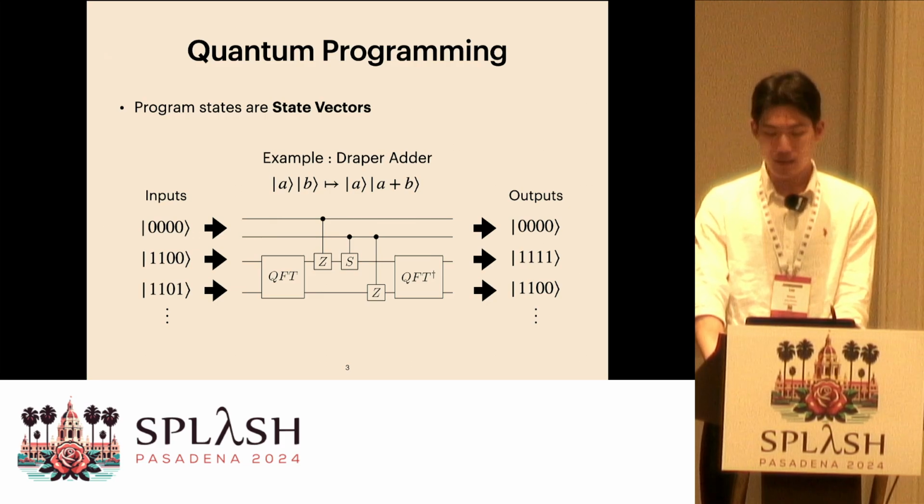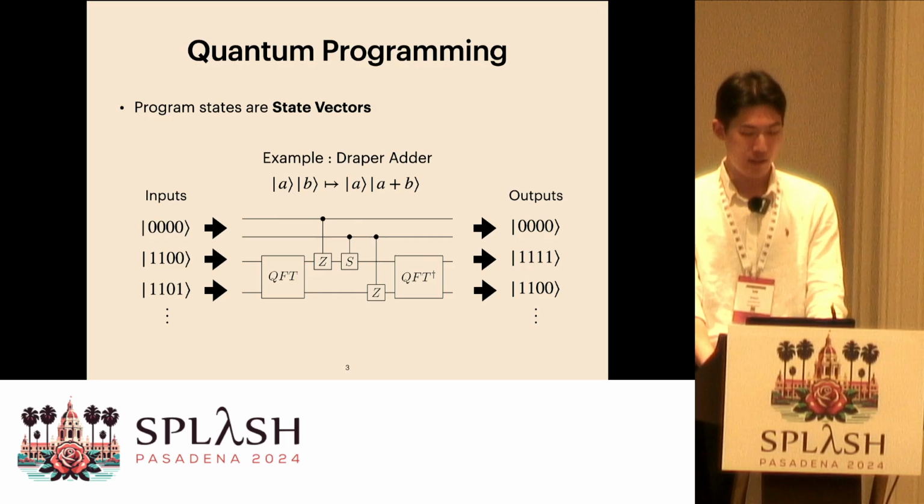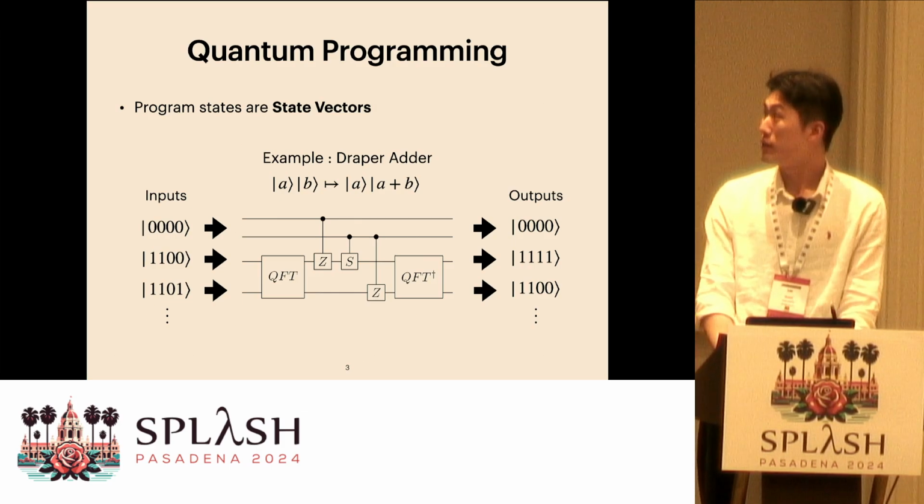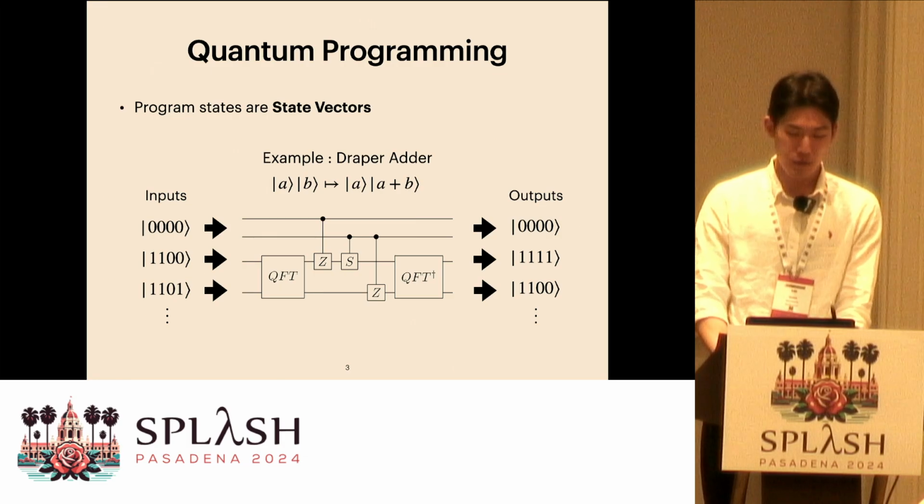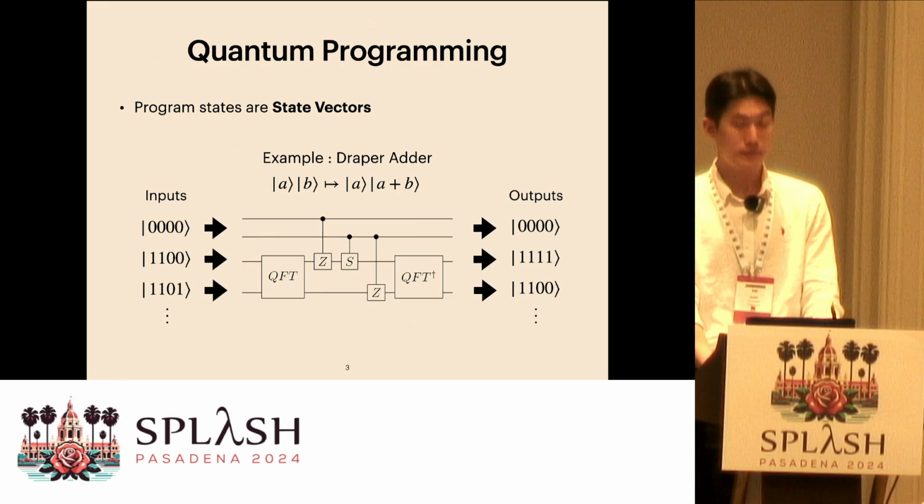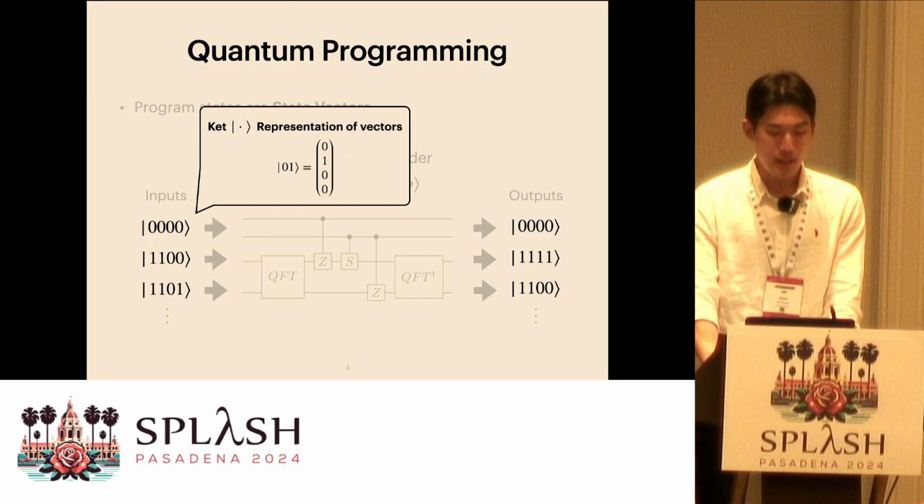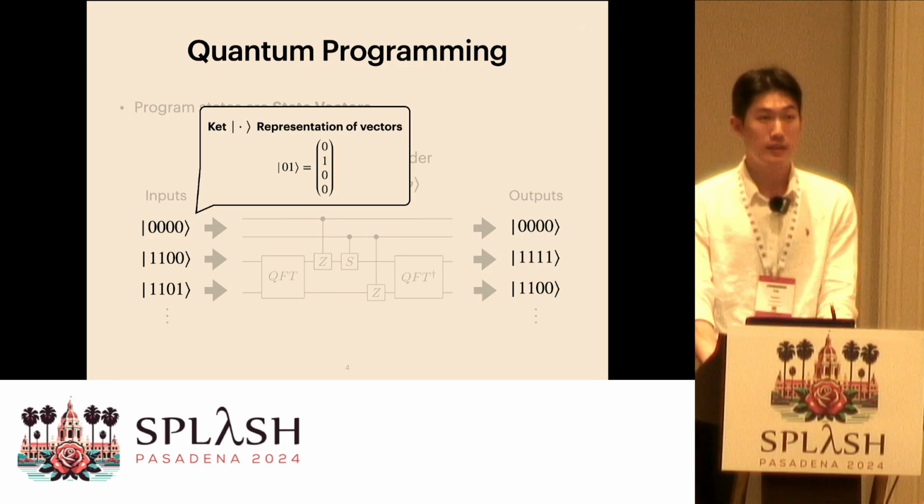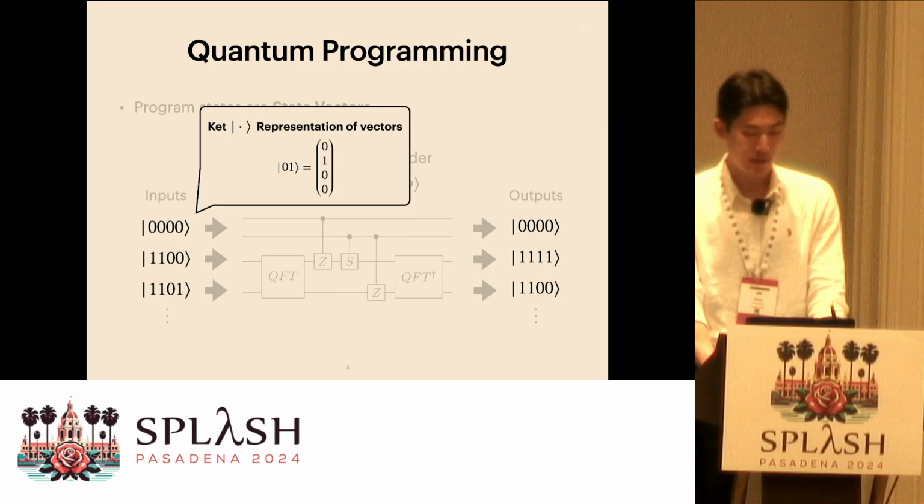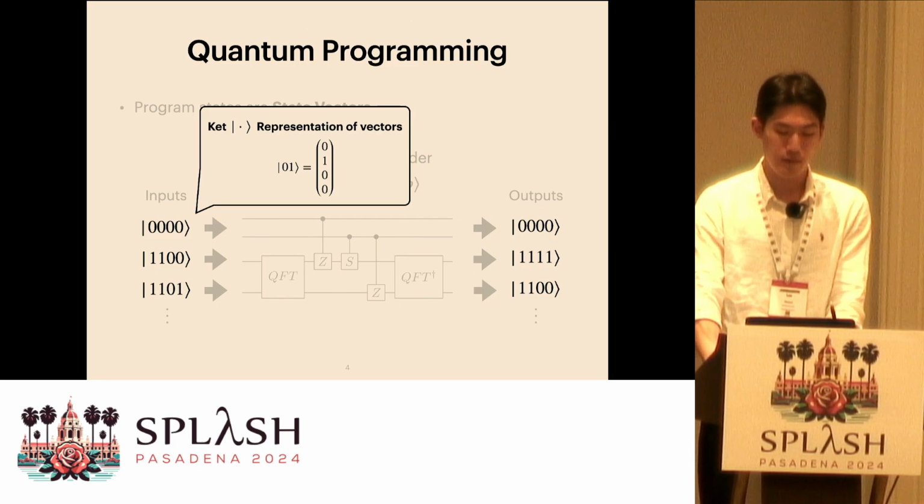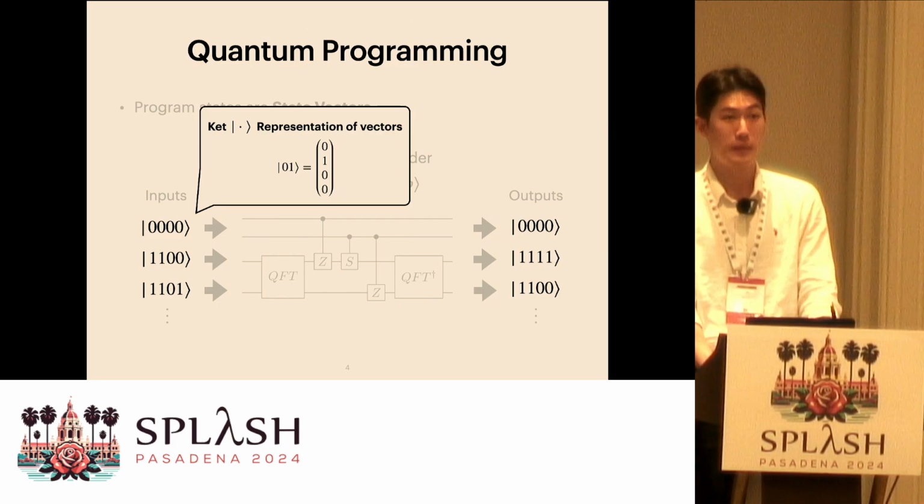To run the circuit, we need an input state vector. And after we run this circuit with the given input state vector, we also get the output as a state vector. Especially in quantum mechanics, each quantum state is represented as a ket vector. For example, this ket vector expresses a vector in four-dimensional complex space.